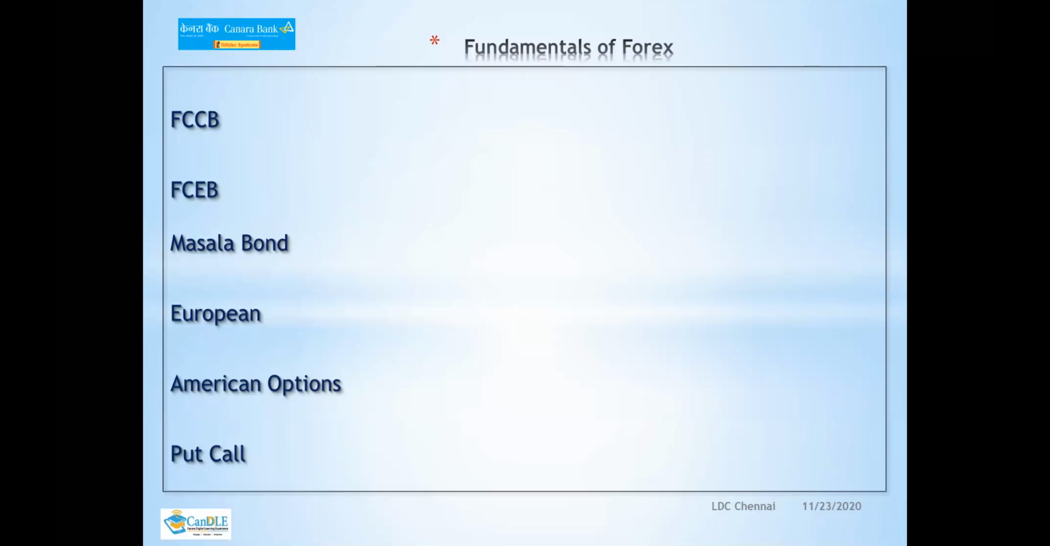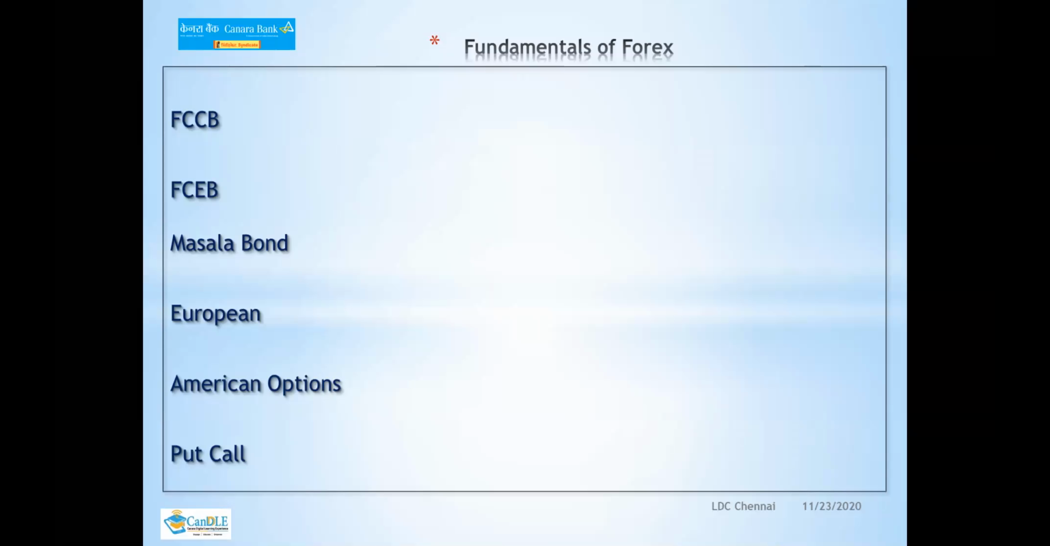Suppose I have given you a loan. I am not trusting you. Suppose you take a case of BB Daily or Big Basket or Ola, all these things. Some US institution has invested in the form of bonds. But if it is in the form of FCCB, at the option of the US investor, if the company is doing good, suppose you take BB Daily, Grofers, the company is doing good, and it was issued FCCB, that bondholder has the option to convert it into equity.